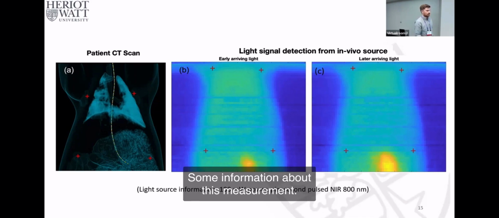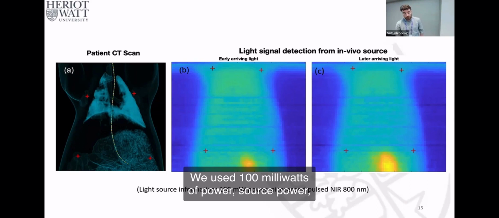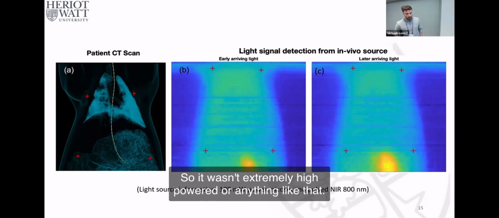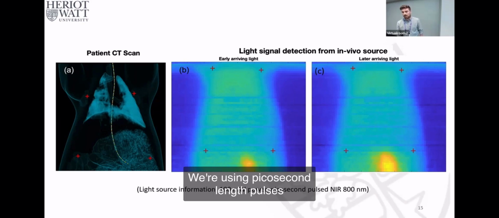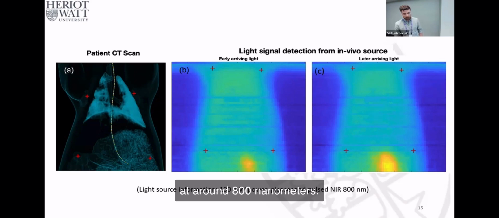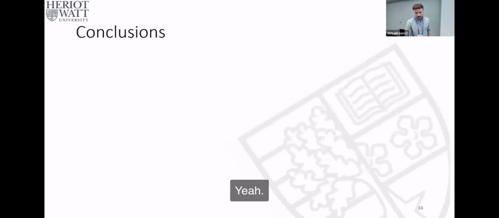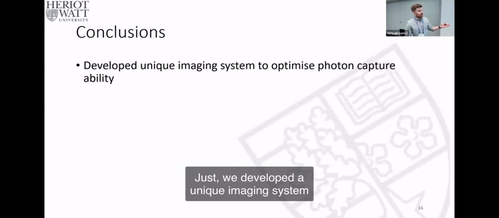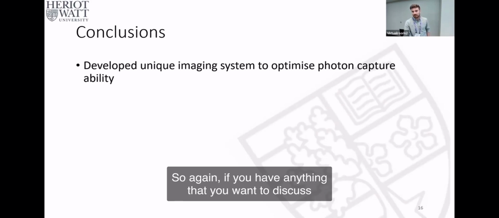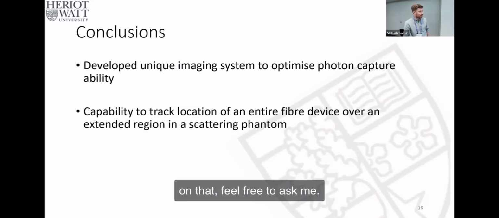Some information about this measurement: we used 100 milliwatts of source power, from an isotropic kind of emitting source. So it wasn't extremely high powered or anything like that. We're using picosecond length pulses at around 800 nanometers. So some conclusions: we developed a unique imaging system to optimize photon capture, and that's a standalone device that could be applied for a bunch of different uses. So again, if you have anything that you want to discuss on that, feel free to ask me.